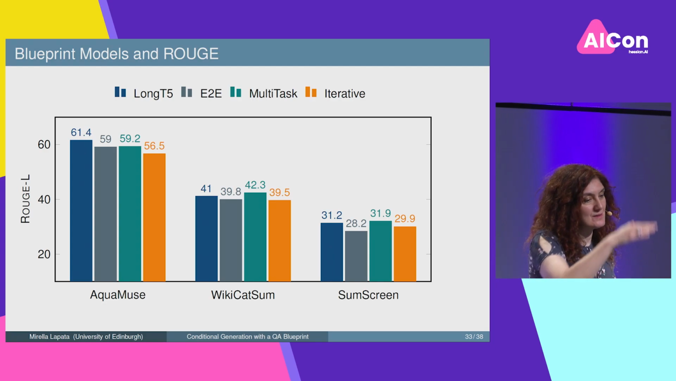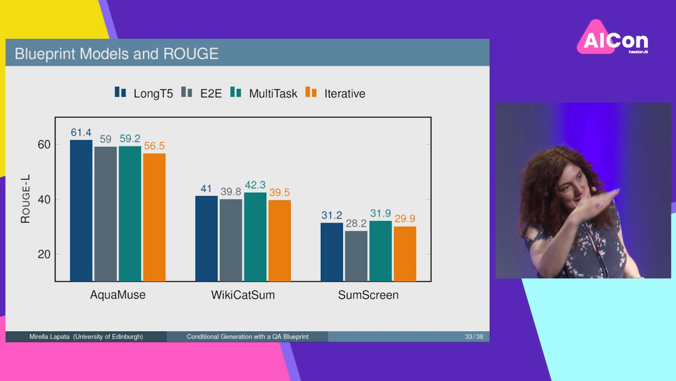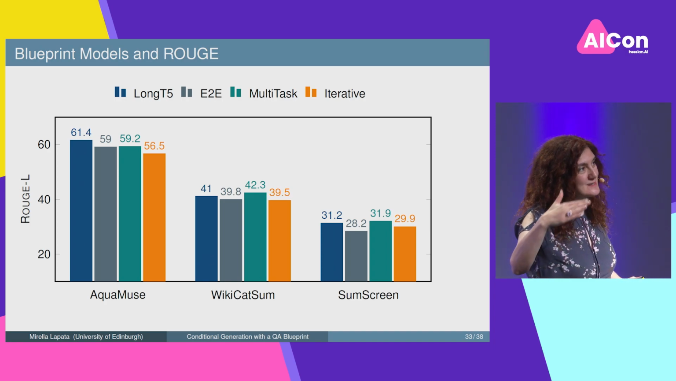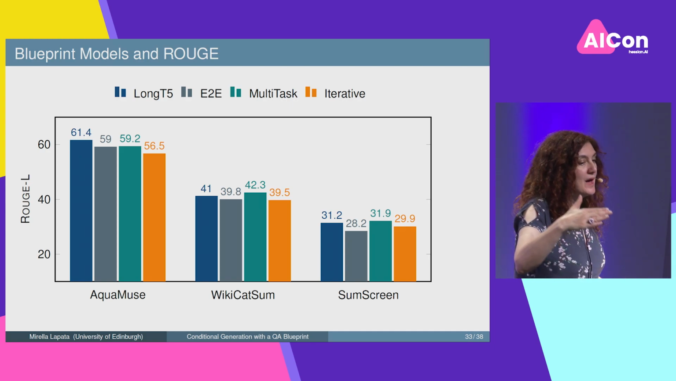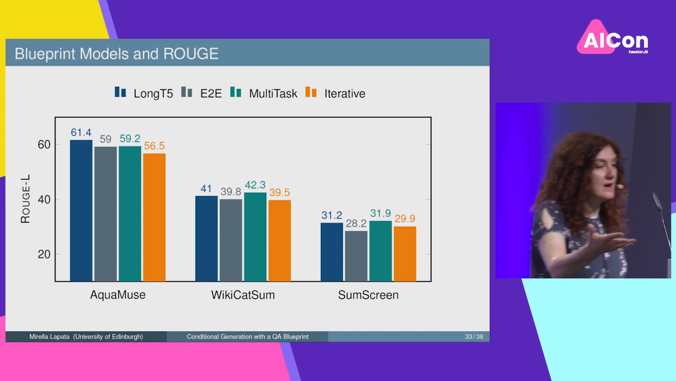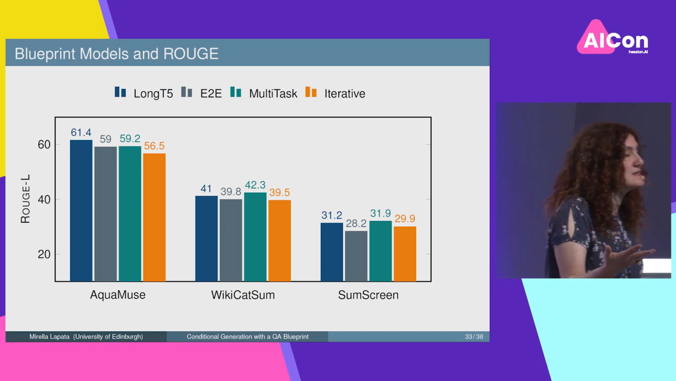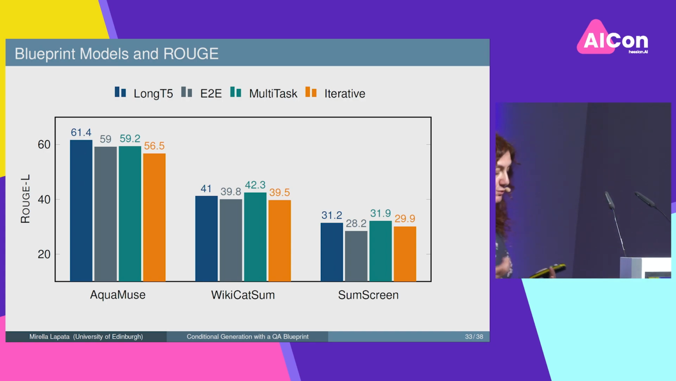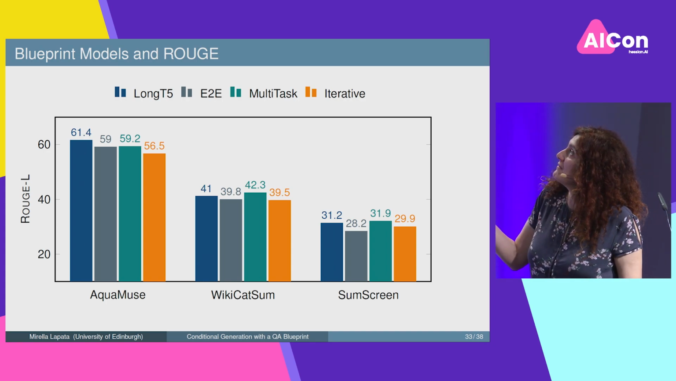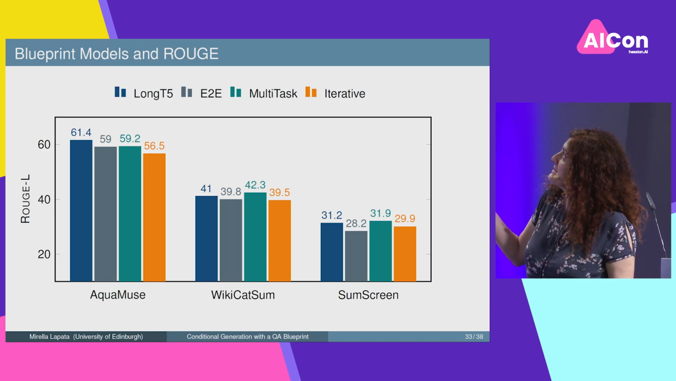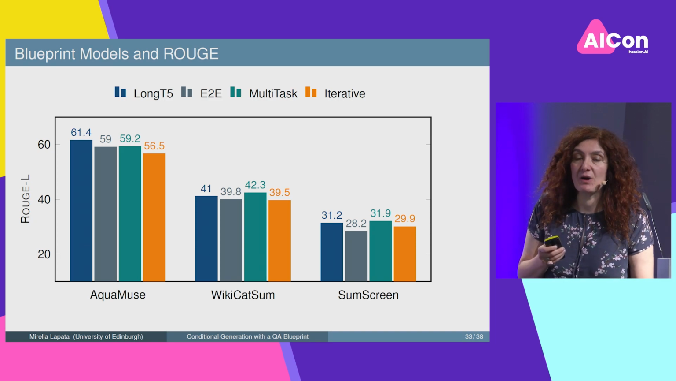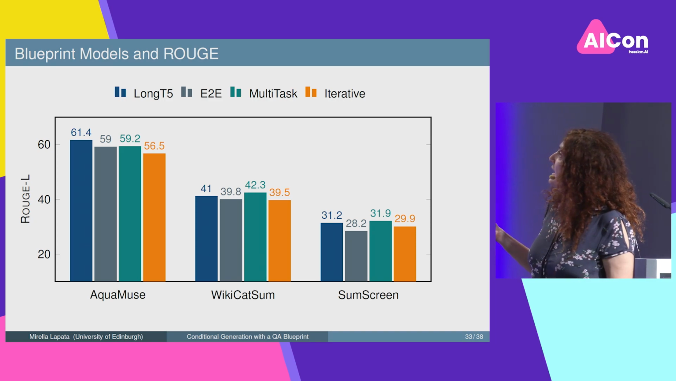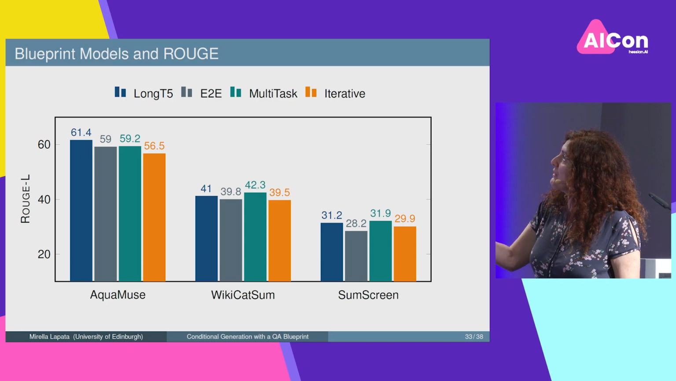And you can see these three datasets, and there is a sliding slope. The harder the dataset, the worse the systems become. And ROUGE cannot tell you much here. It can only tell you that these blueprint models are not doing very much worse than a model that has no blueprints. So Long T5 is a normal model without any blueprints. E2E is the end-to-end model. Multitask is the multitasking model. And iterative is the one that iterates at every step. And you see here, this is the model without any blueprint. It is high, and it goes a bit down.